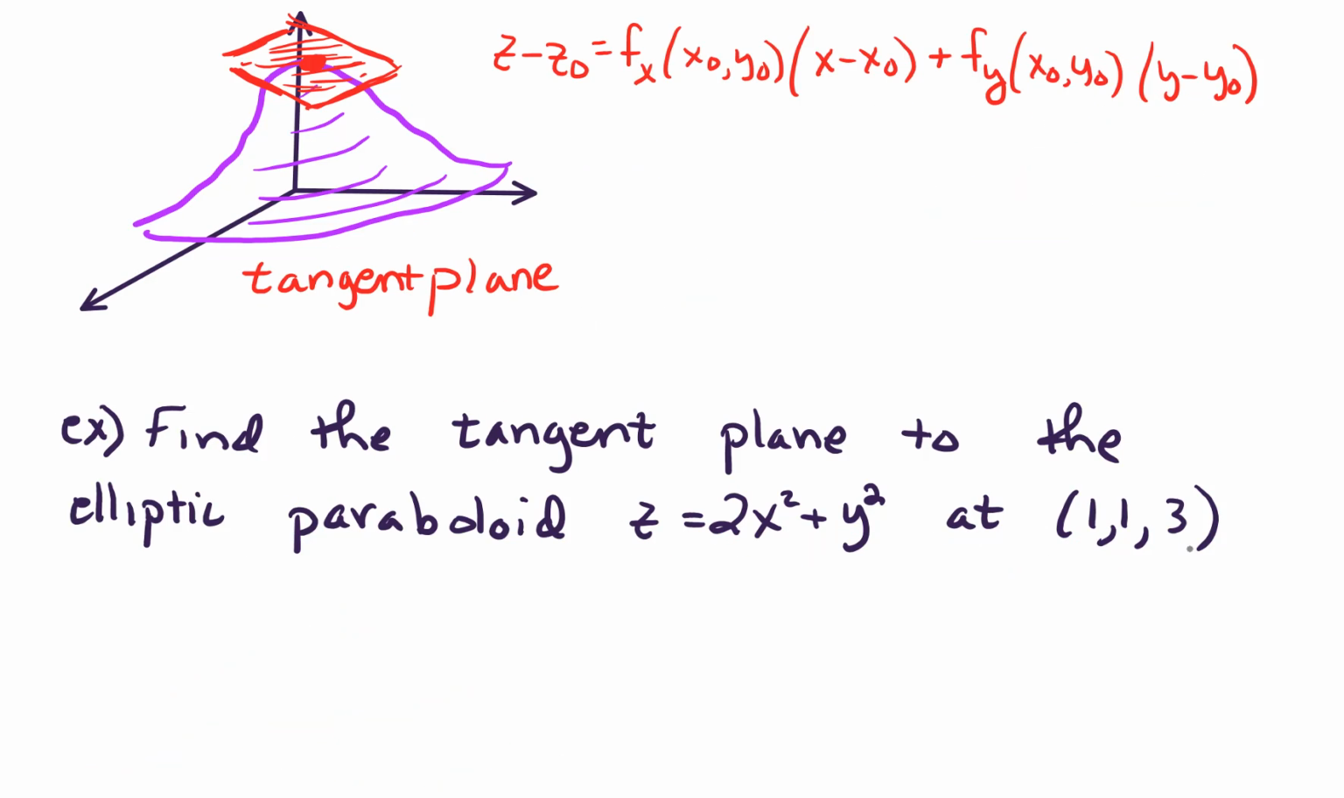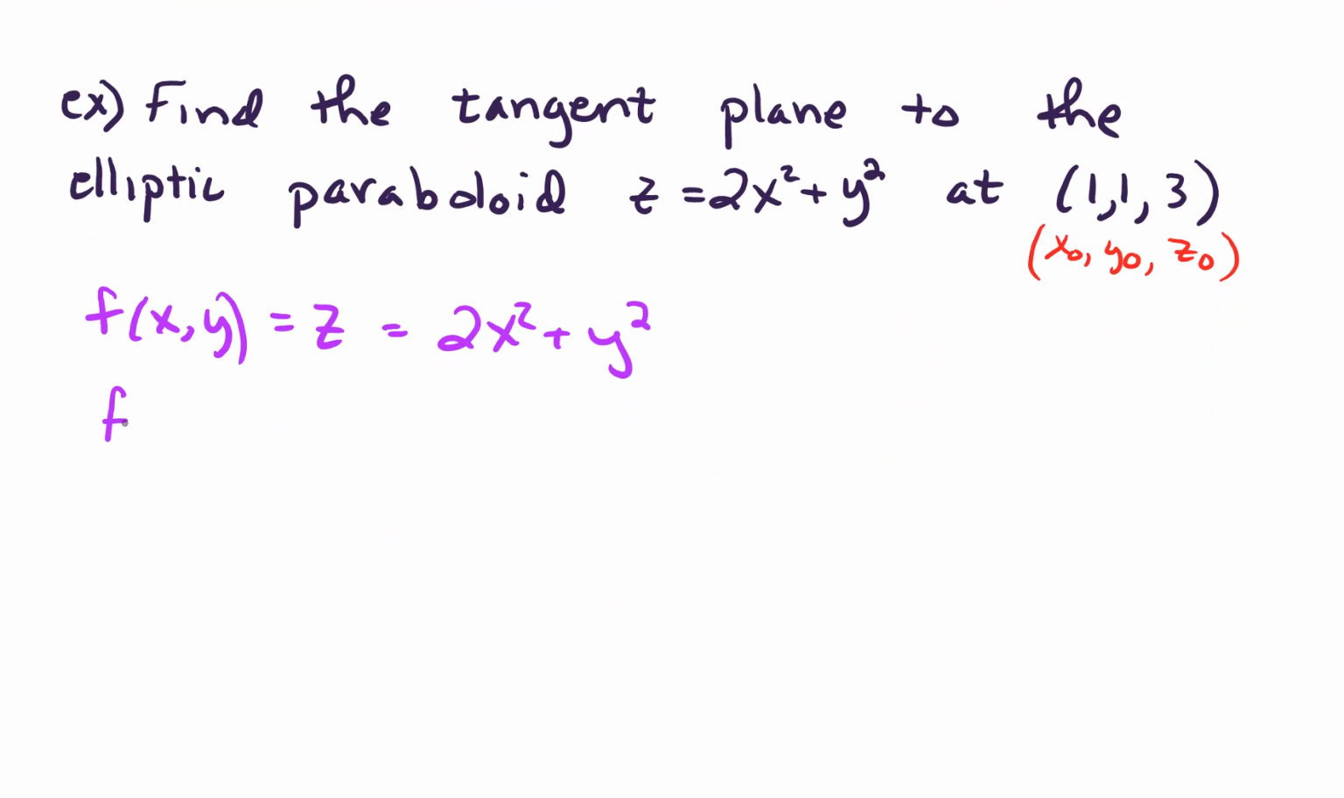Okay, so let's find the tangent plane to the elliptic paraboloid z equals 2x squared plus y squared at the point 1, 1, 3. So to be clear, this point is telling us what x naught, y naught, and z naught are. All right, so let's compute that. First of all, f of x y is the same as z, and we're given that that's 2x squared plus y squared.